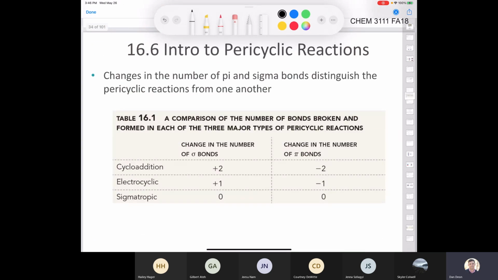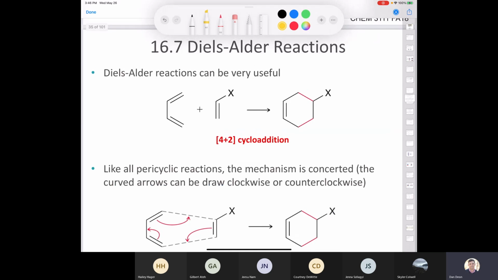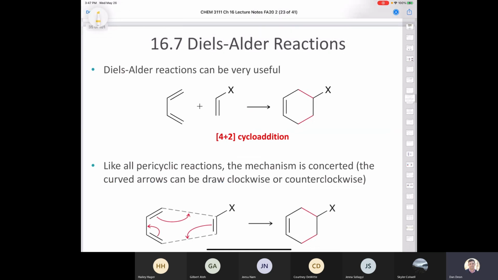Well, if you take a look at a summary of the cycloaddition versus electrocyclic versus sigmatropic rearrangements, we see changes in the number of sigma bonds for cycloadditions and electrocyclic reactions. There's no change in the number of sigma or pi bonds with sigmatropic rearrangements, but in a cycloaddition reaction, we also lose 2 pi bonds, and in an electrocyclic reaction, we lose 1 pi bond. Again, the area of interest in Chemistry 3111 is going to be the cycloaddition reaction. Now, the type of cycloaddition reaction we're interested in is called a Diels-Alder reaction.